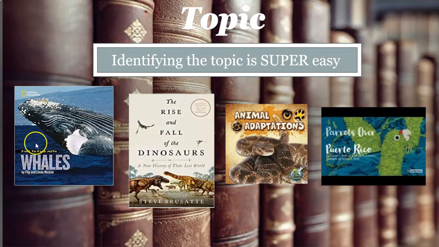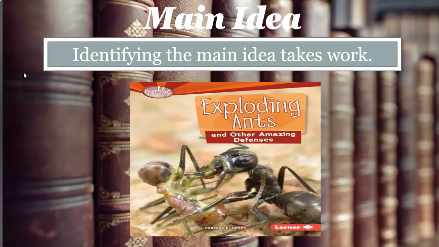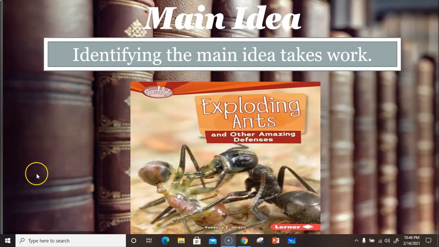However, looking at main idea takes a little work. It's going to take a little bit of our good reading comprehension, our critical thinking skills, and some reading detective work to find out and identify the main idea of a text. To explore this idea, we're going to look at this wonderful text called Exploding Ants and Other Amazing Defenses by Rebecca Hirsch. What I'm going to do right now is scoot on over to my EPIC library, and we're going to really explore this text.